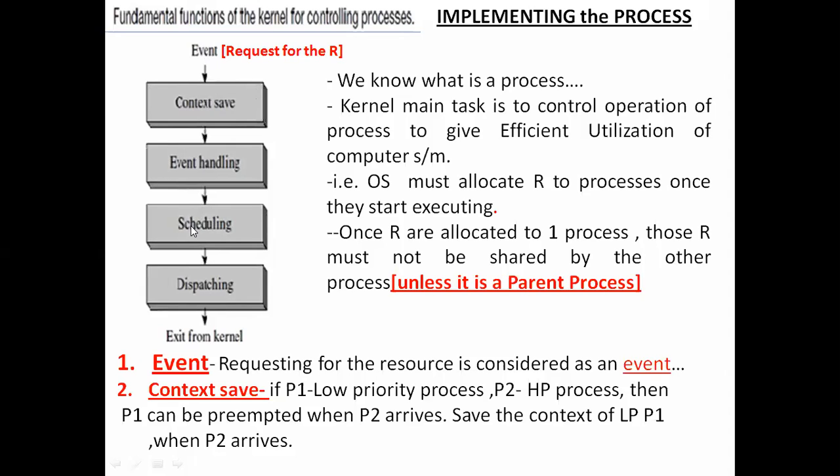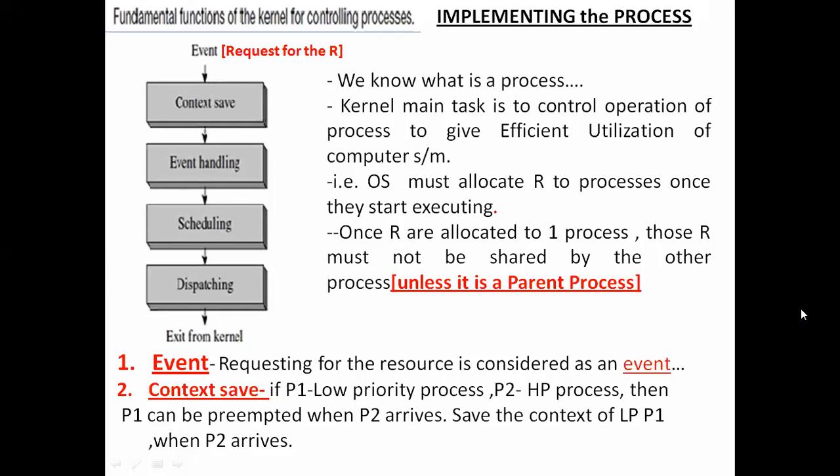We'll start with the basic concept of a process. We know that a process is nothing but a unit of computational work. That is, a process is an executable form of a program, and this program will do some useful task or work. Hence the operating system's or the kernel's main function is to control the operation of the process to provide effective utilization of the computer system.